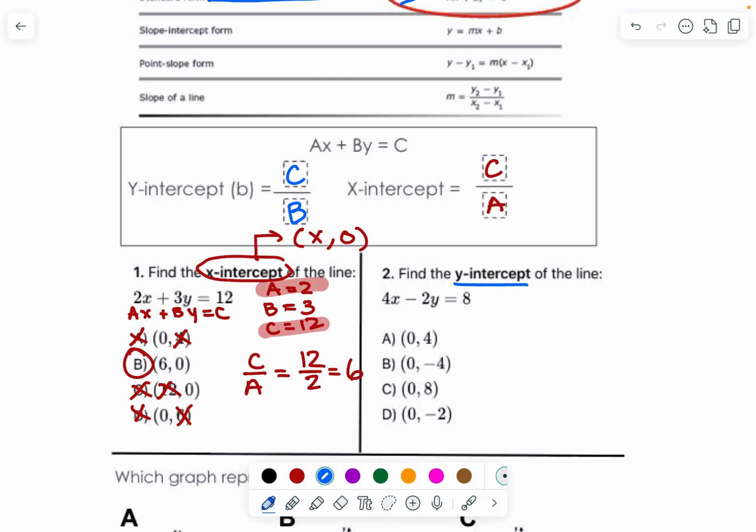Now here it says y-intercept. I know I write my y-intercept as 0 comma y. If I know that, we need to check the x values. Oh, they're all 0. Just kidding.